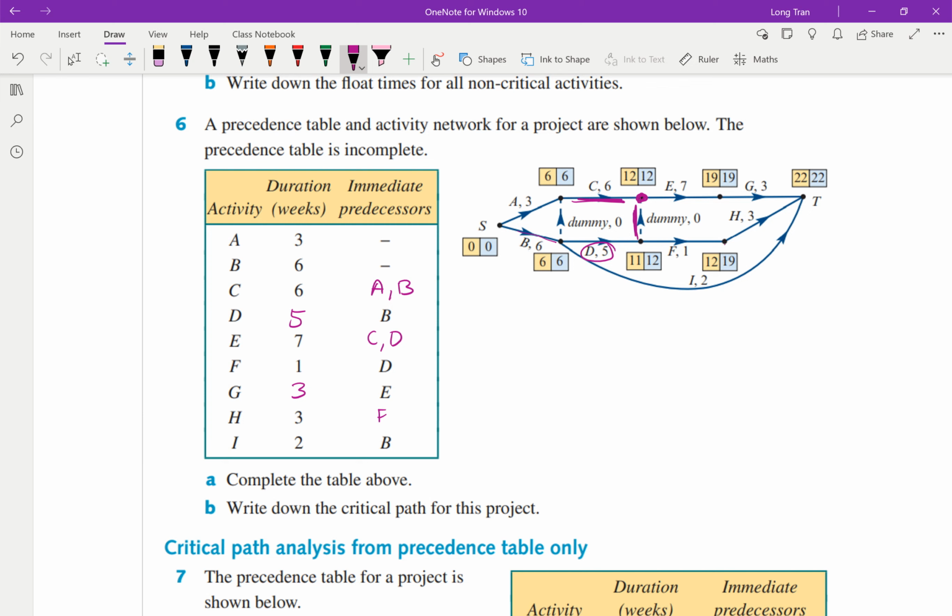And then finally, I think that's all about it. I is weight of 2 and it connects to B. Yep. All right, there you go. So this is my network. And then in that network now, they want you to write the critical path for this project.